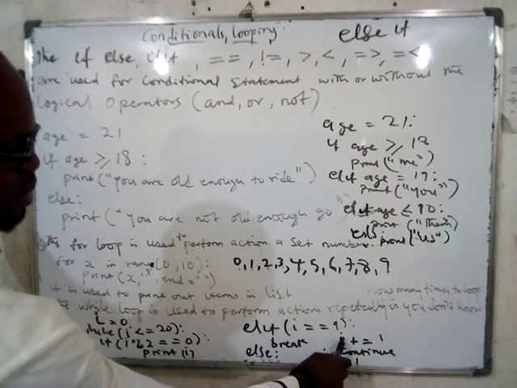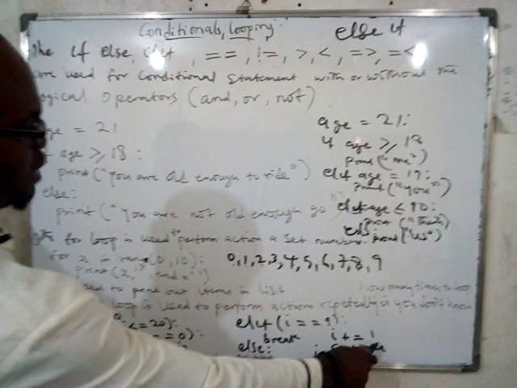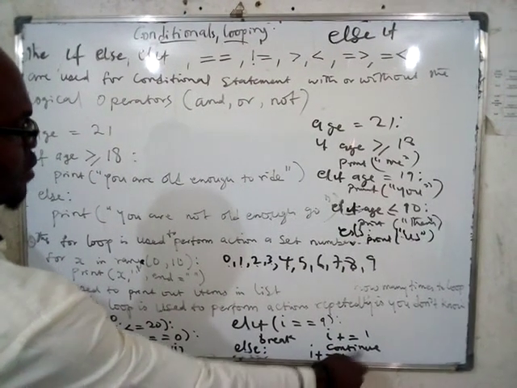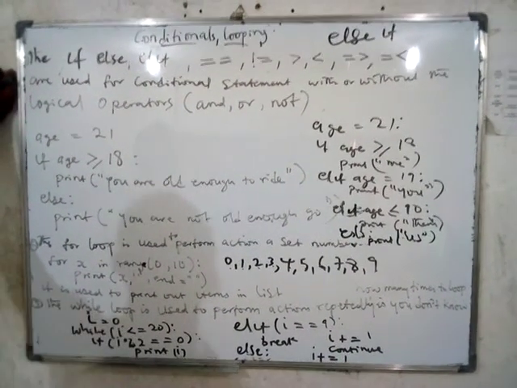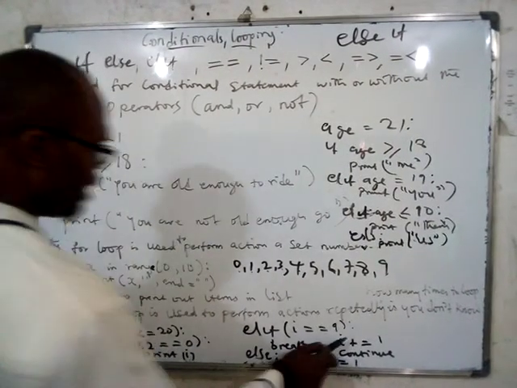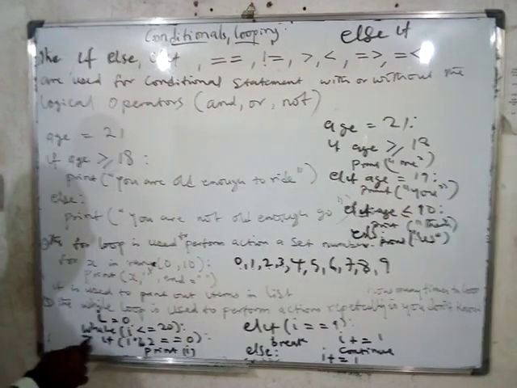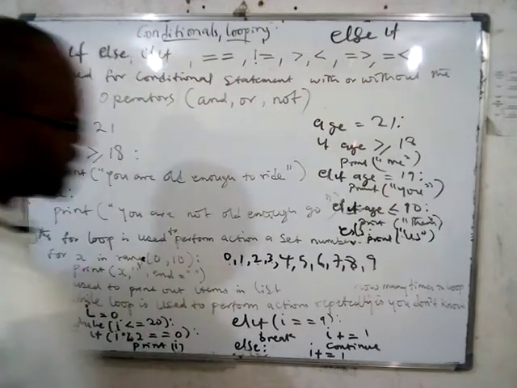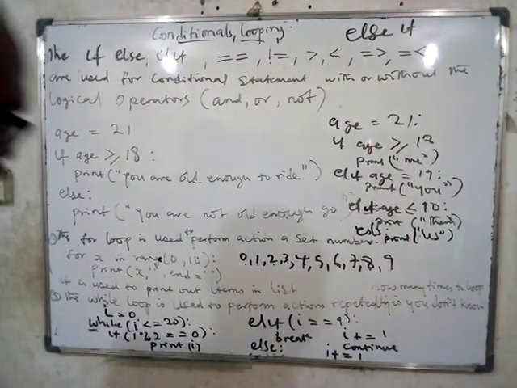Else, you increment I by 1, continue, you increment I by 1 again. So these increments are what you use whenever you're using while. Whenever you're using while, make sure you put this increment. I will explain this in subsequent class in details.